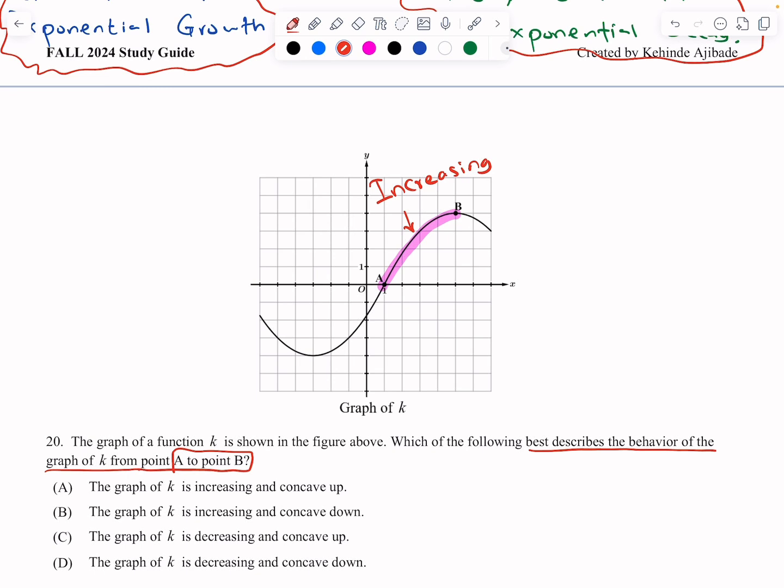The second thing I noticed is that this looks like a concave up. That's not concave up. I mean, it should be concave down. My bad. That's concave down. And if that one looks like concave down, which of these options is the right answer? The right answer will be option B, because K is increasing and is concave down. Now let's go to question 21.